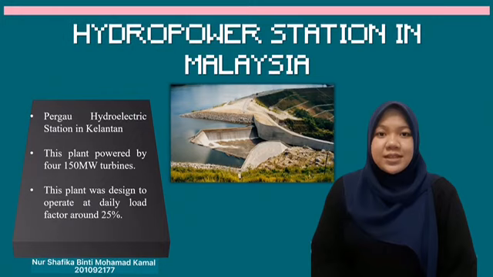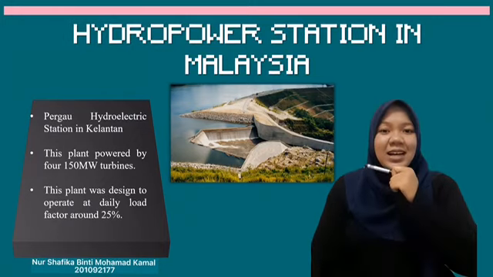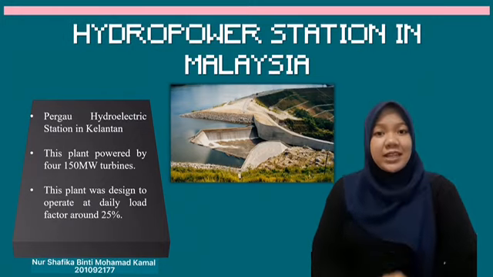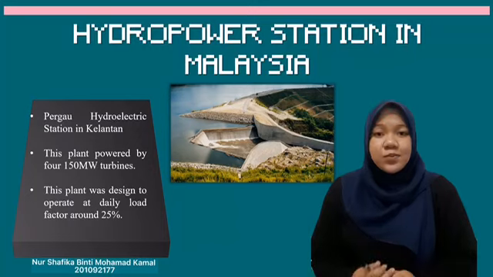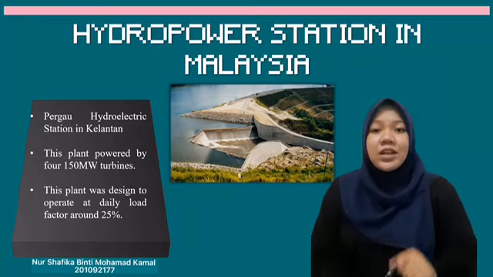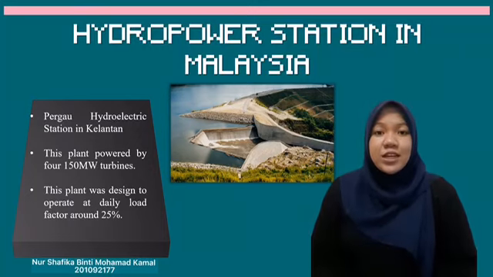In Peninsula Malaysia, there is Pergau Hydropower Station, which is located in Kelantan. This plant is located underground and operates at a daily load factor of around 25%. This plant is powered by four 150 megawatt turbines.